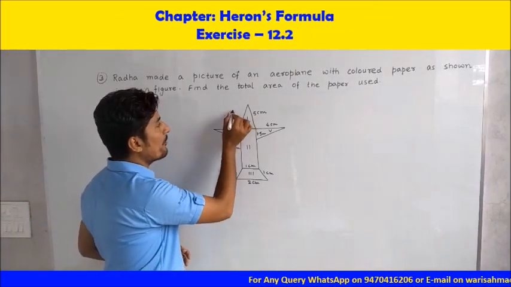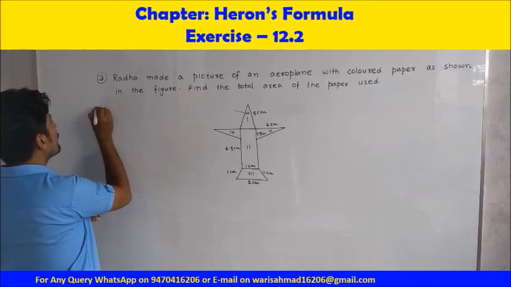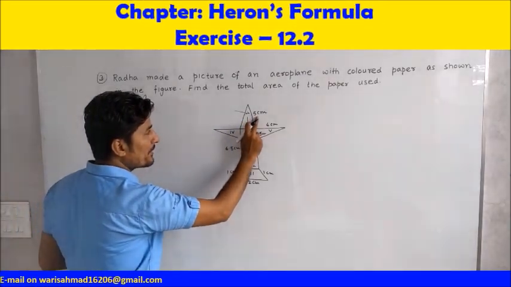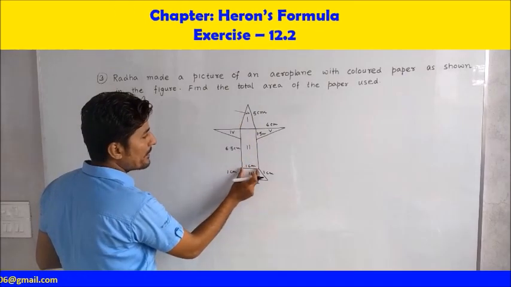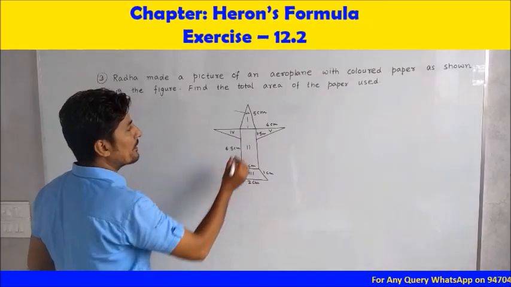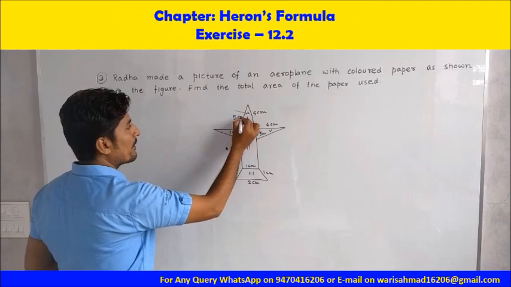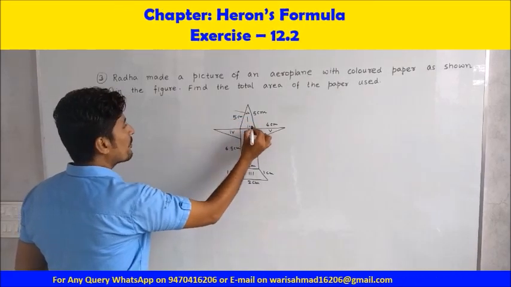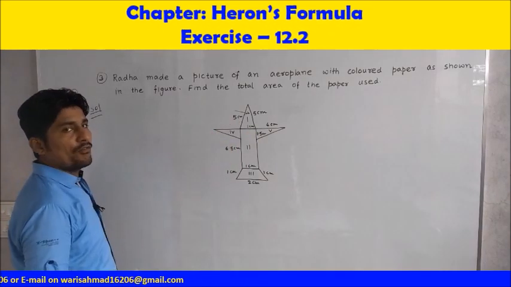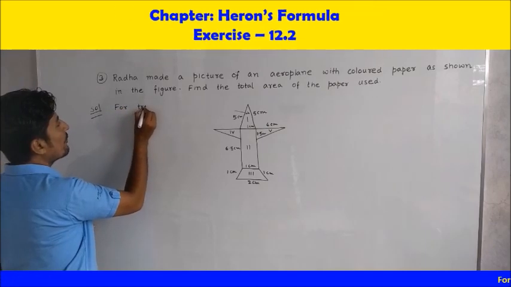So first of all, I am going to find the area of this isosceles triangle. Let us see the solution of this question. This is the isosceles triangle. Measurement of this side is 5, this will also be equal to 5. Measurement of this side is 1 centimeter, so this will also be equal to 1 centimeter. So first of all, we have to find the area of triangle 1.